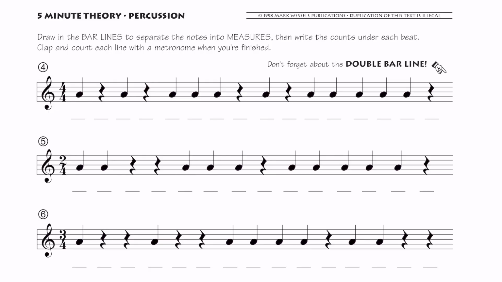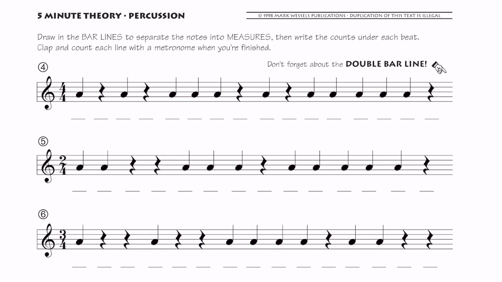All right, got that down? Turn the page and let's go on to the back side of lesson number 6. Again, we're going to draw in the bar lines to separate the notes into measures and write the counts in under each beat. Then we're going to clap and count each line out loud to a metronome. All right, let's start off with all the written stuff.